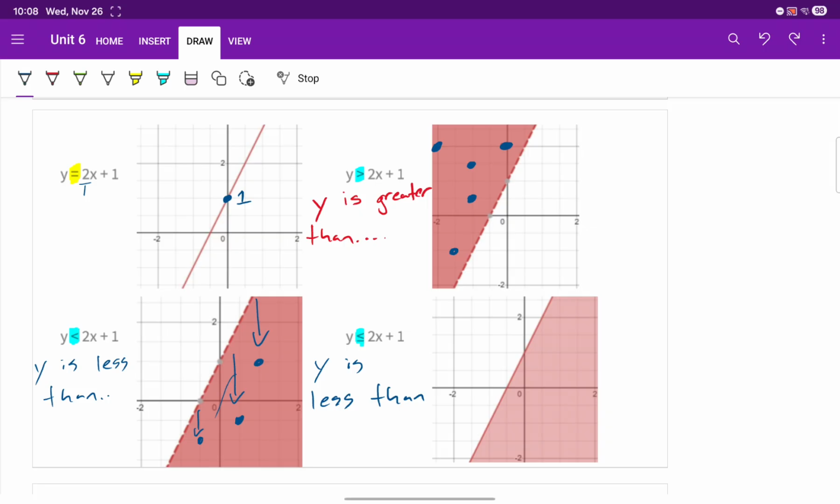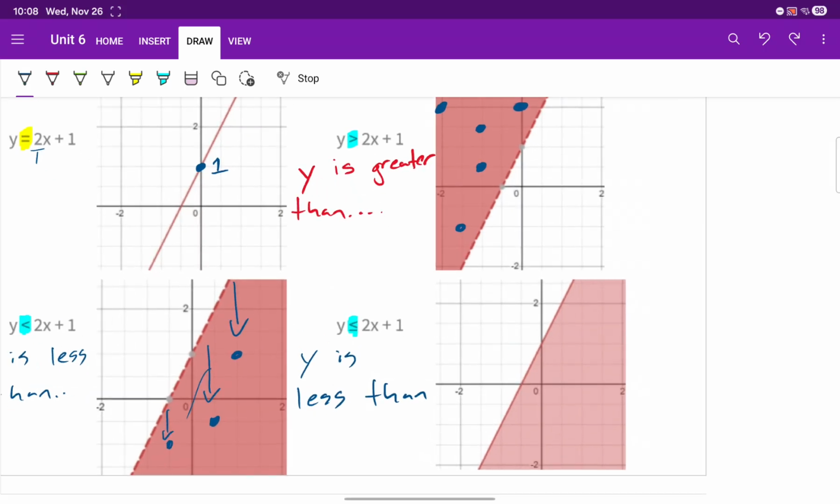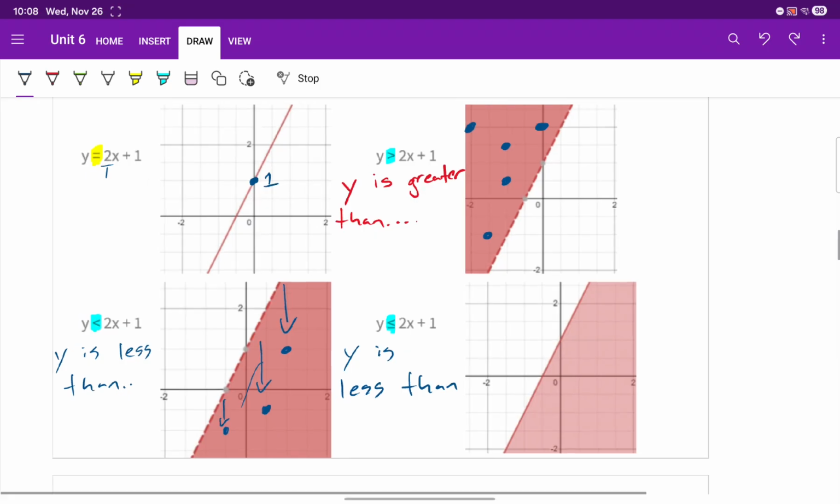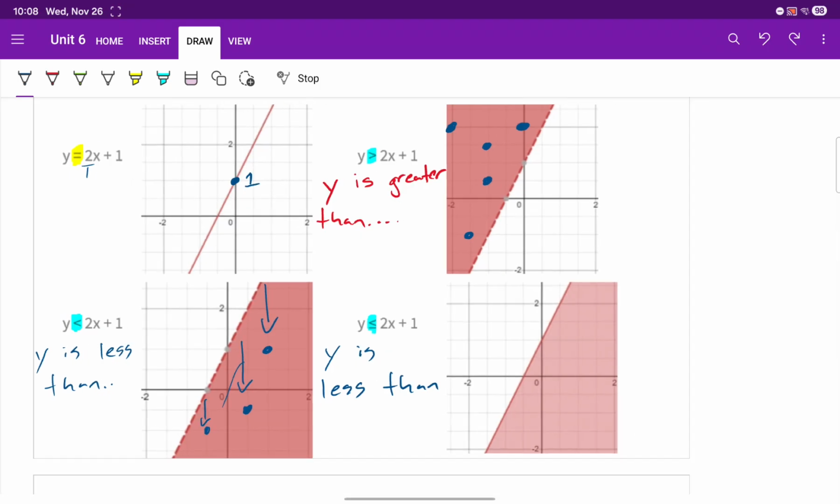Now, the second key difference is, if you look a little closer at the lines, you probably notice that two of those lines are dotted, and two of the lines are solid. Think about it for a second: what do the equations of the dotted lines have in common, and what do the equations of the solid lines have in common?